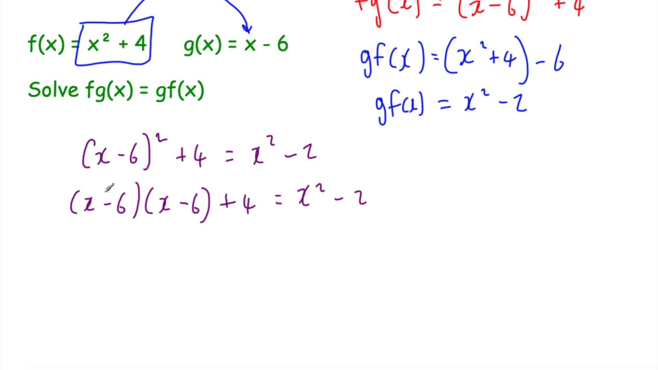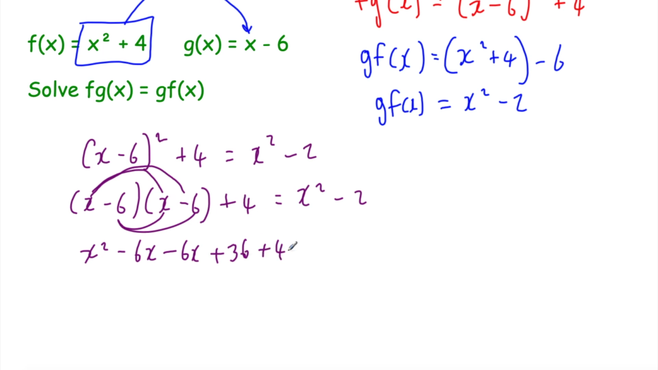Now let's expand our bracket, so x times x is x squared, x times minus 6 is minus 6x, minus 6 times x is minus 6x, and minus 6 times minus 6 is positive, or plus 36, and then we've still got our plus 4, and that equals x squared minus 2.